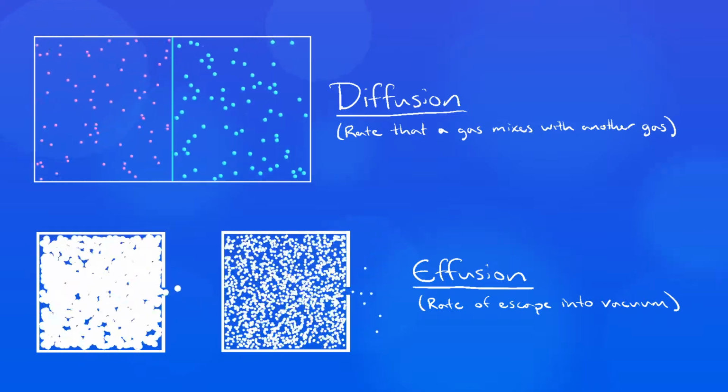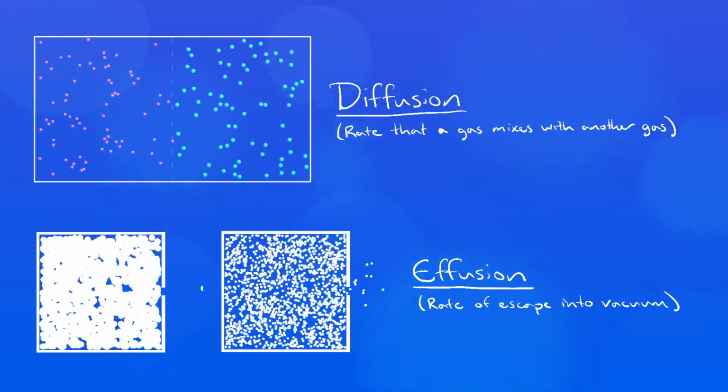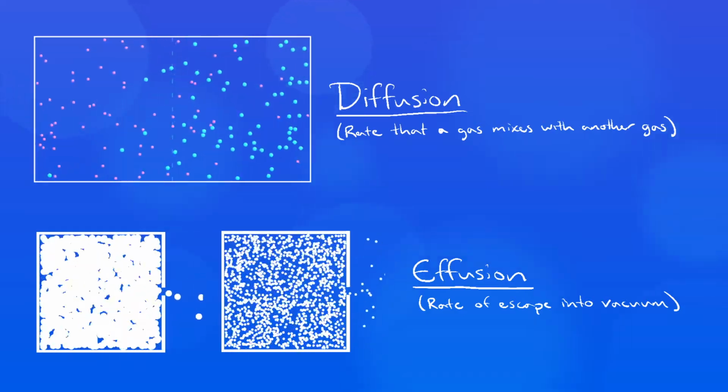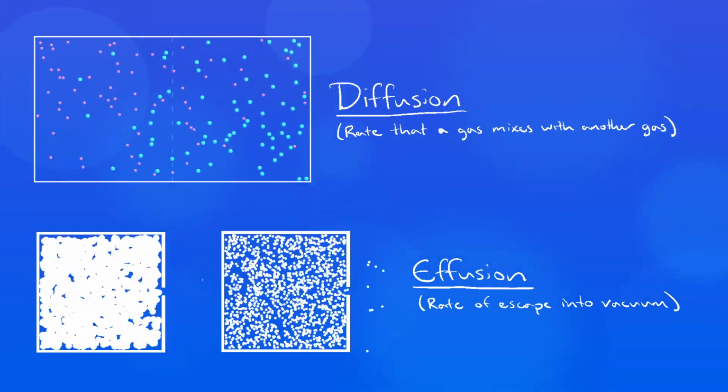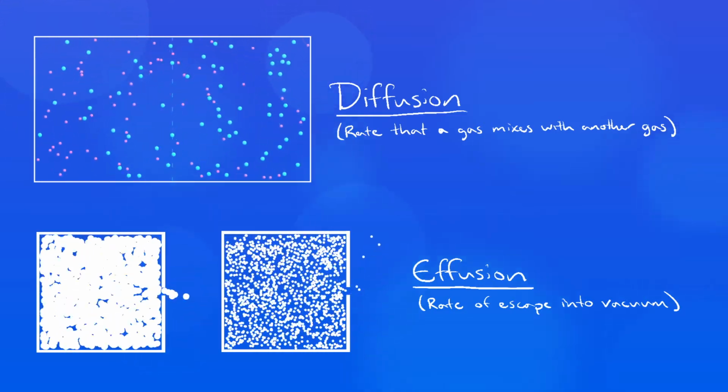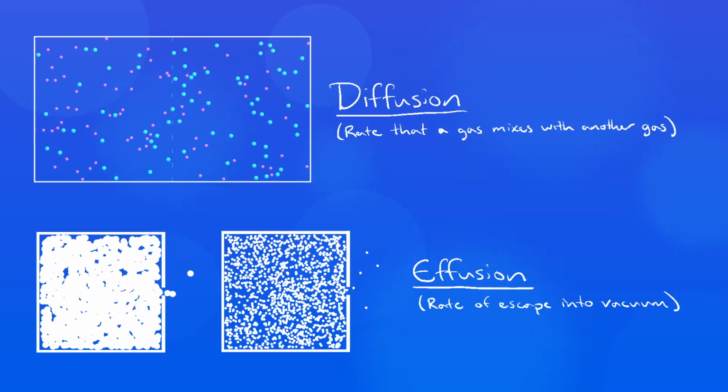Hopefully you can get the idea with the simulations here. In the upper chamber, we see that the heavier gas is mixing more slowly on the left relative to the lighter gas on the right. In the lower chambers, we see that the relative rate of effusion is also different at a given temperature for gases with different molar masses.